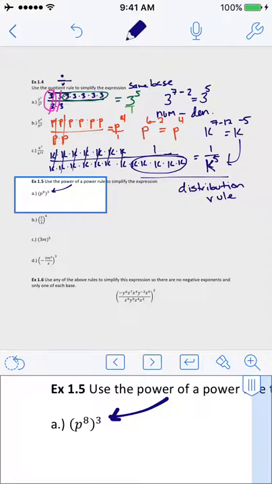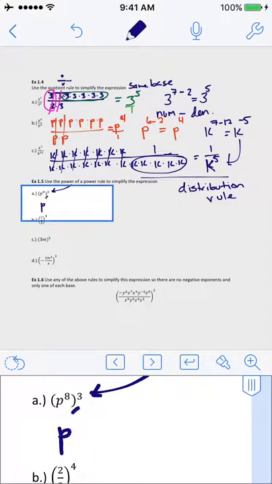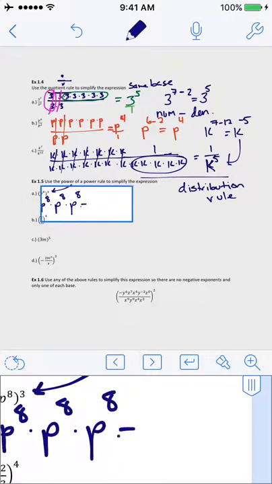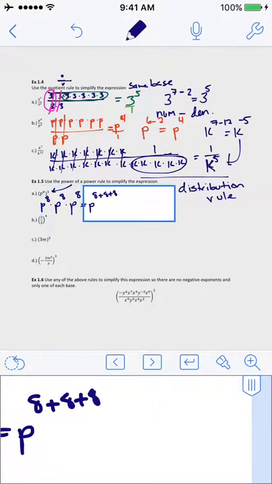Be very careful. This does not say p to the 8th times p to the 3rd, right? That's not what we're saying here. We're saying we have p to the 8th 3 times, right? So we have p to the 8th times p to the 8th times p to the 8th. That's what we're talking about here. 3 multiples of p to the 8th. Then we can combine those using the product rule, and we see that we get p to the 8 plus 8 plus 8, or we get p to the 24th.